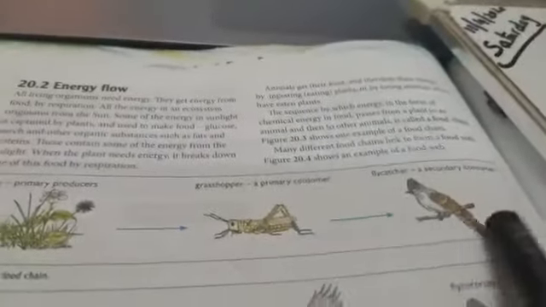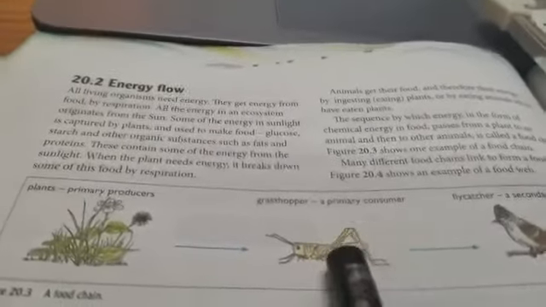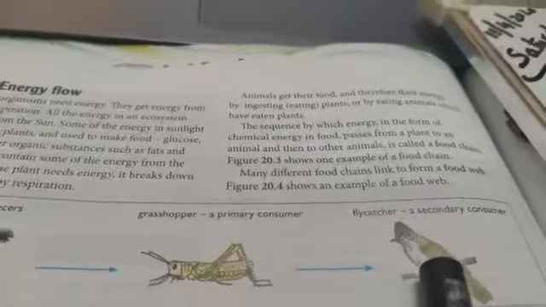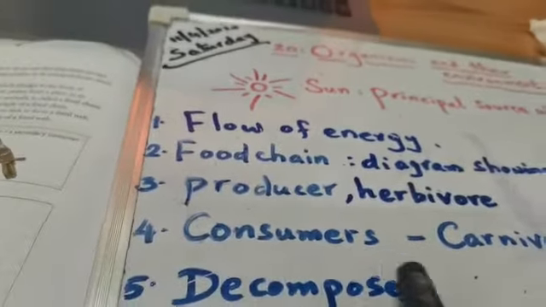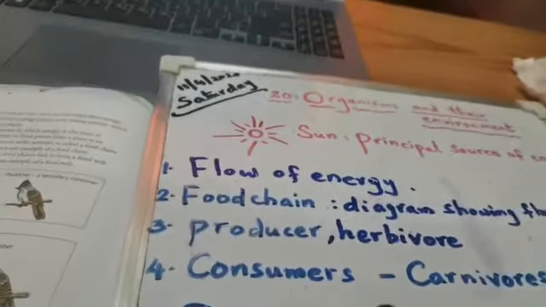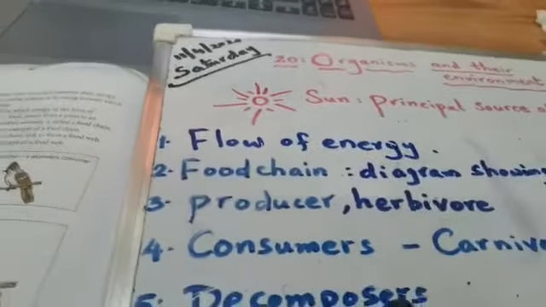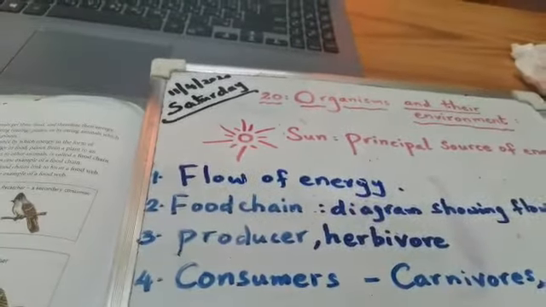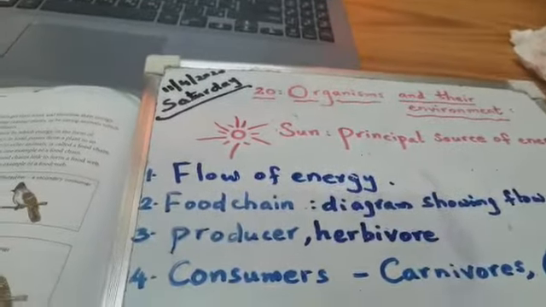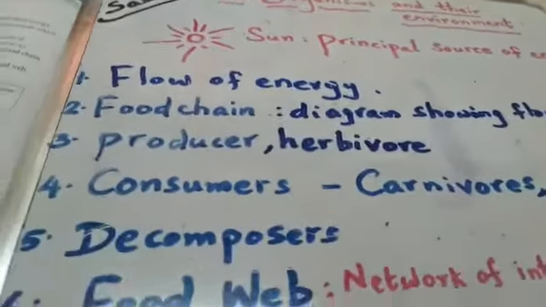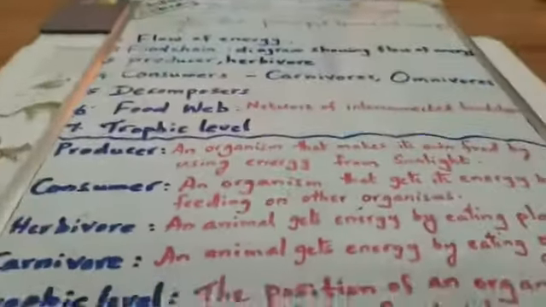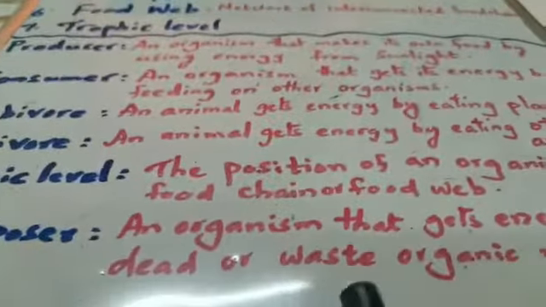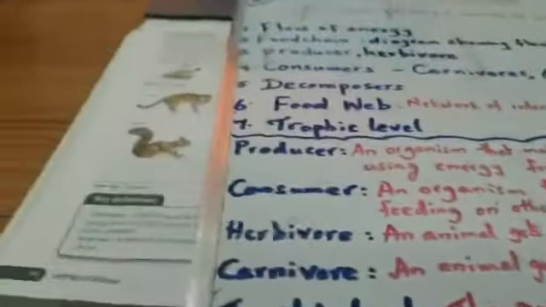So this is the producer, and these are the consumers. Both of them are consumers. You can say this one is the primary consumer, then the secondary consumer, then it will be the turn of the decomposers. This is the last step for the food chain. Decomposers are the last organisms that decompose dead organic waste, the dead animals, dead organisms. An organism that gets energy from dead or waste organic matter is called a decomposer.